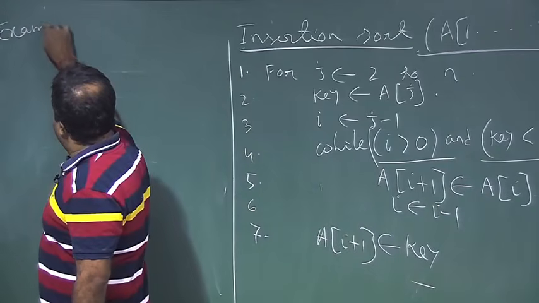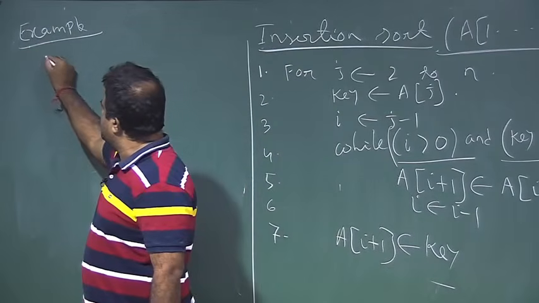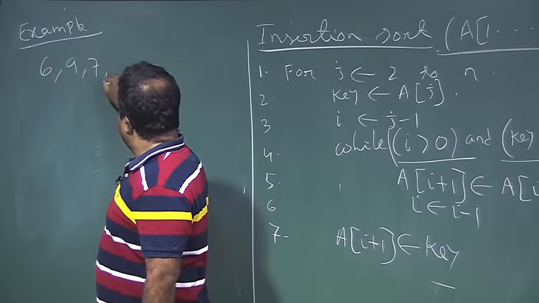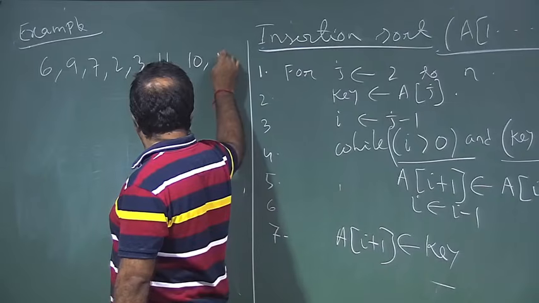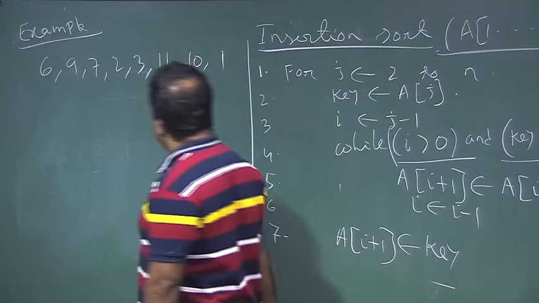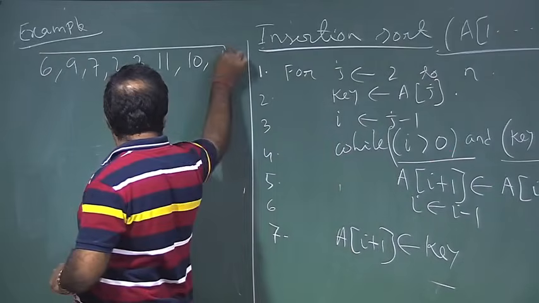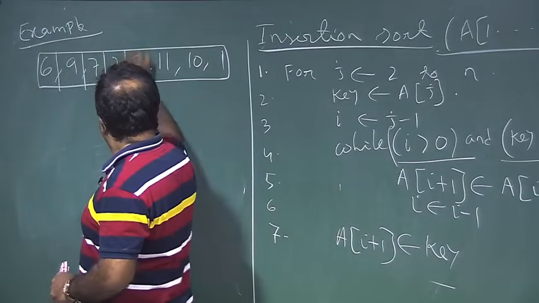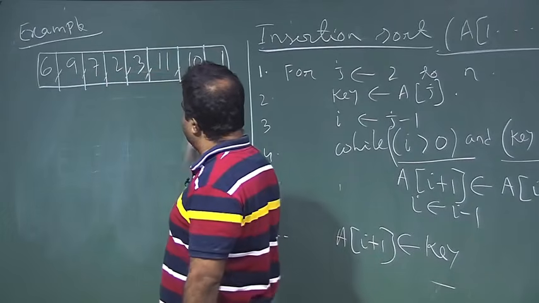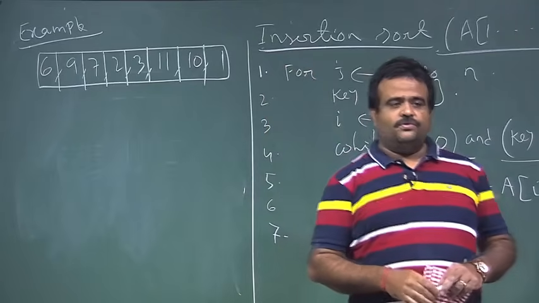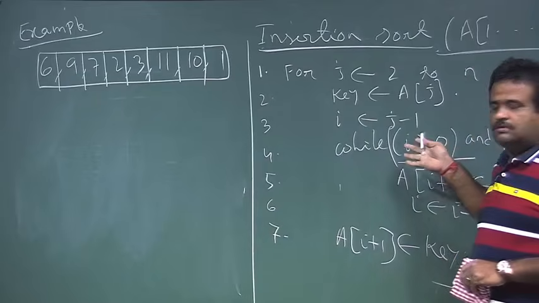Okay, so let us take an example. Suppose we are given some input, say 6, 9, 7, 2, 3, 11, 10 and 1. Suppose this is our input, the given array, and we need to sort it. How many elements are there? 1, 2, 3, 4, 5, 6, 7, 8. There are 8 elements, A1, A2, up to A8. We need to sort it, so we are going to execute this piece of code, insertion sort.